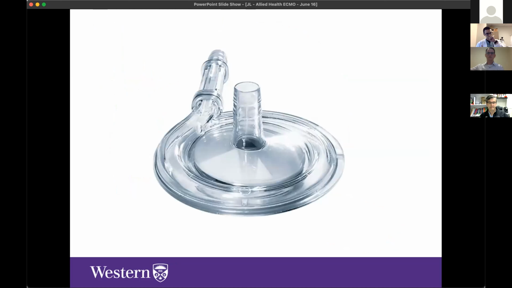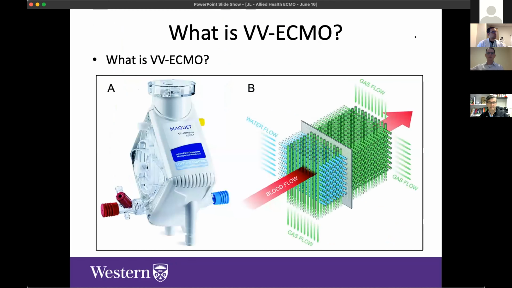So this is what the centrifugal pump usually looks like on these circuits. There's an inlet, and then the pump spins around, which is why it's called centrifugal, because it's just spinning, and then sends the blood to the outlet port, and that goes into the membrane lung.